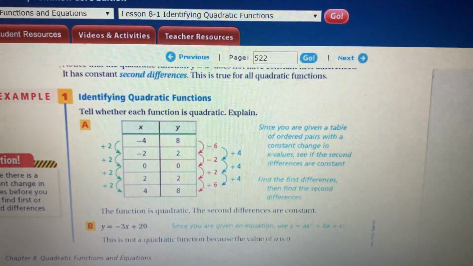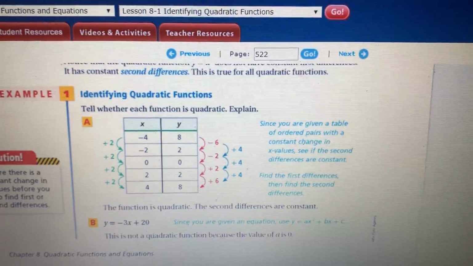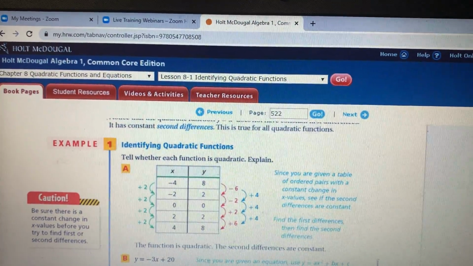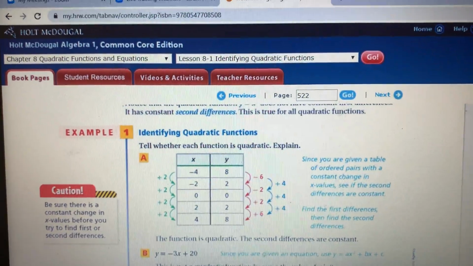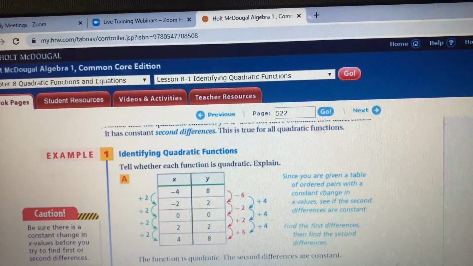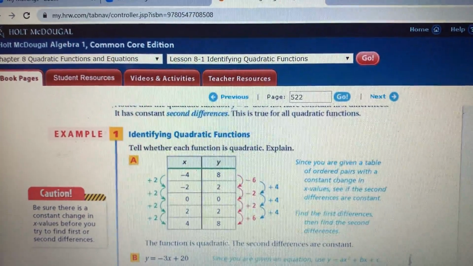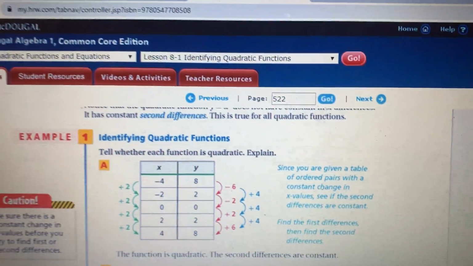Good morning, guys. This is example number 1 on how to identify quadratic functions. Over here, you are given a table in which they are giving you the values for x and for y. From this table, we are going to need to determine if the values of x and y make up a quadratic function.